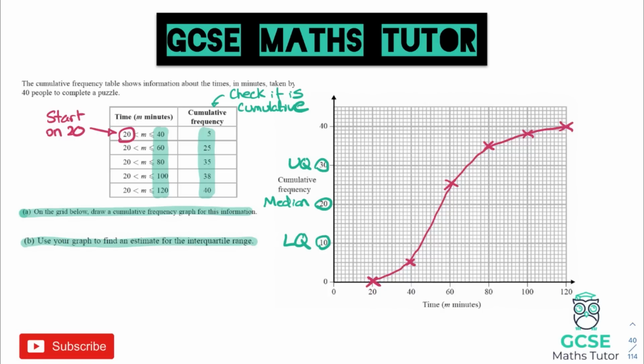This one asks us to look at the interquartile range. So the median would be at 20 and the quarters would be at 10 and 30. So go across, read those values, and the range between them would be 27.